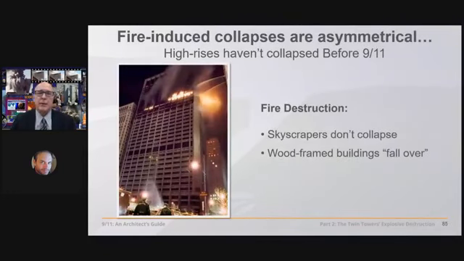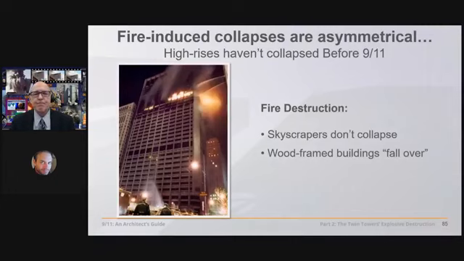Well, skyscrapers don't collapse due to fires. Not before 9/11 anyway. But wood frame buildings, they could fall over to the path of least resistance. The fuel is the structure. In skyscrapers, we don't allow that.